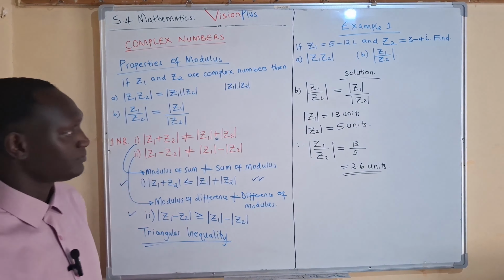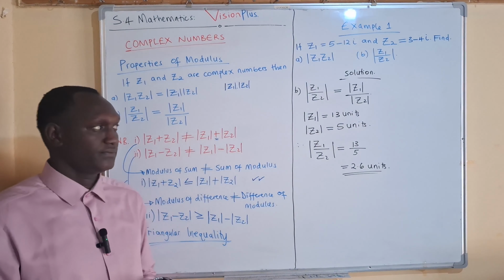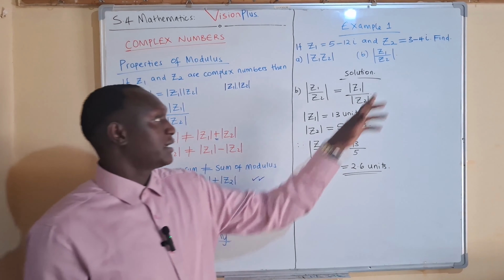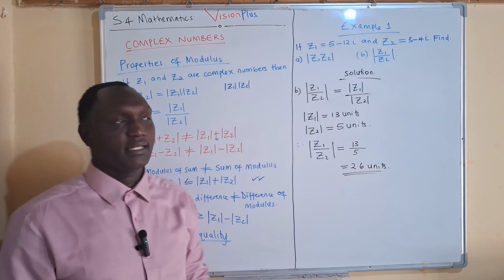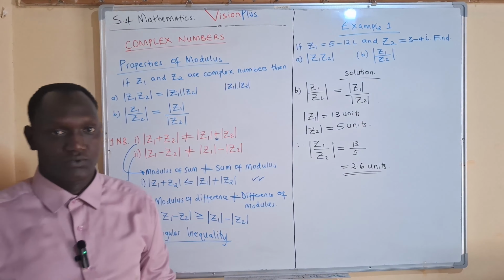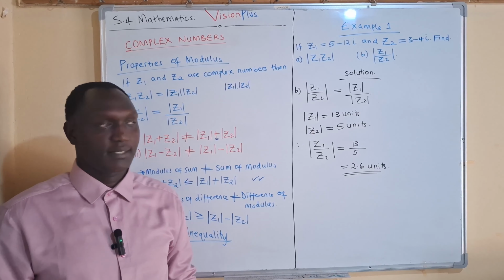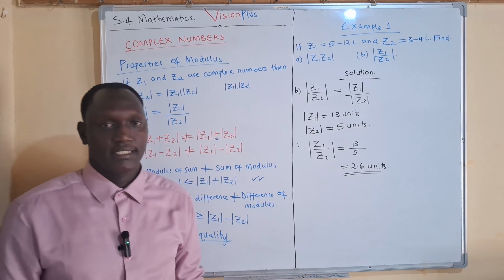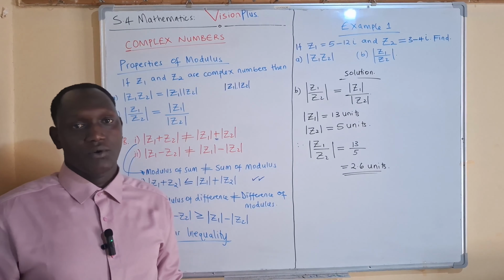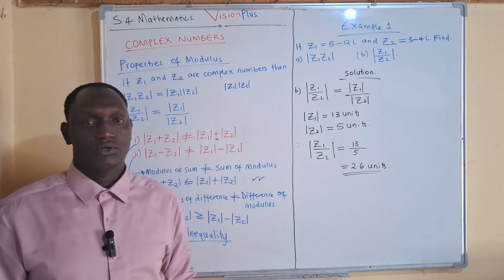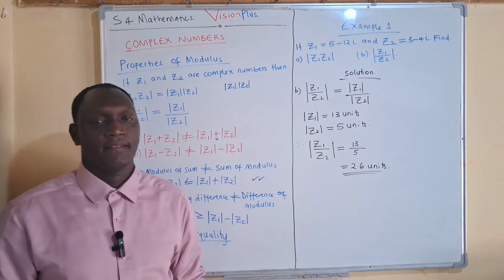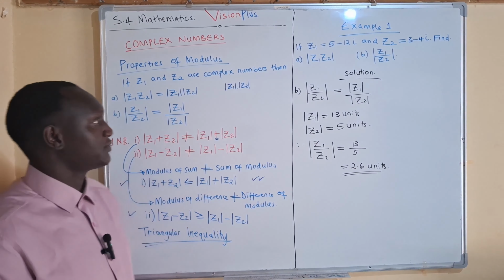Now, you have another alternative, which is to get complex number z1 divided by complex number z2, and then you follow the normal laws of division of complex numbers, and then you find your answer. Then you go on to find the magnitude of that answer, and you should be in position to find 2.6 units. So this is the solution for example 1.